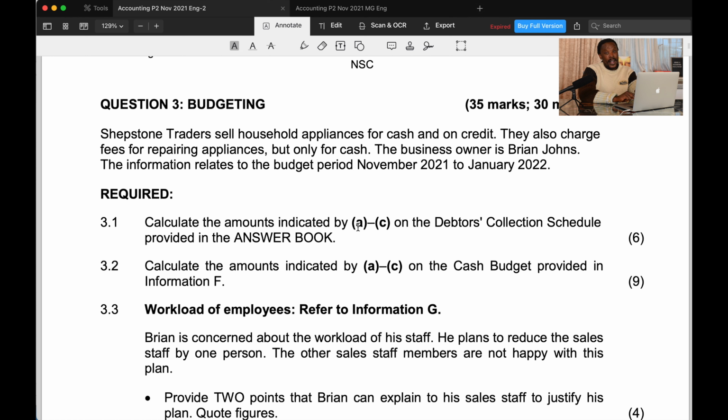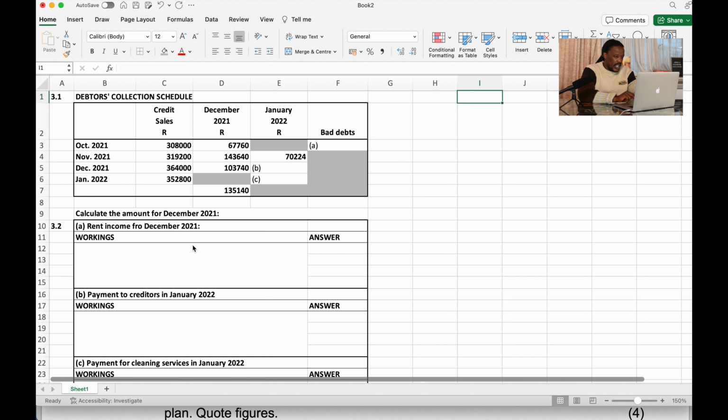answer sheet. Remember, last year, 2022, the first question was to provide the creditors' payment schedule, but now it is the debtors' collection schedule. So understand how you calculate the difference. The debtors' collection schedule has to do with credit sales, whereas the creditors' payment schedule has to do with credit purchases. Just make sure that you can differentiate between the two.